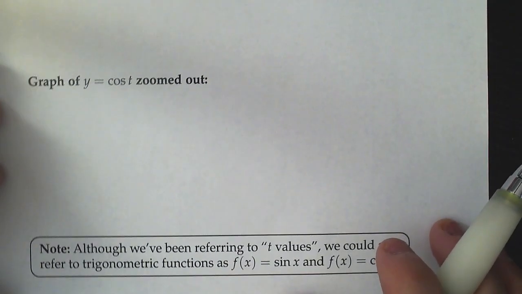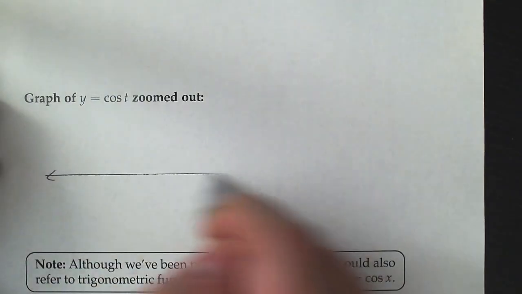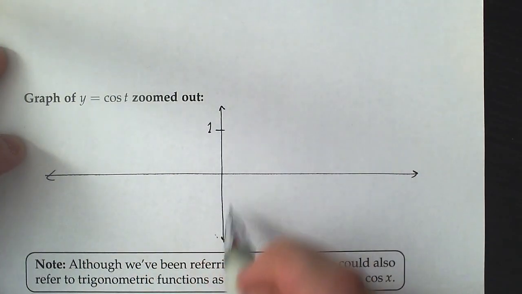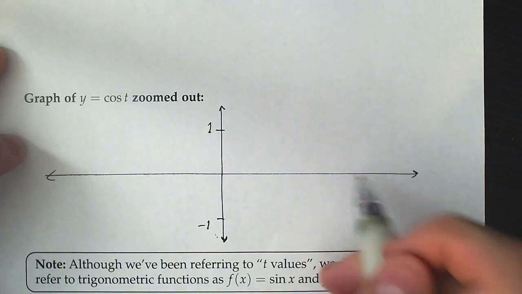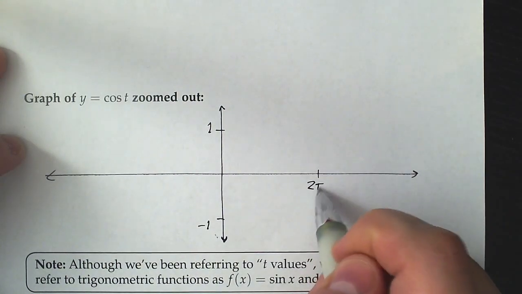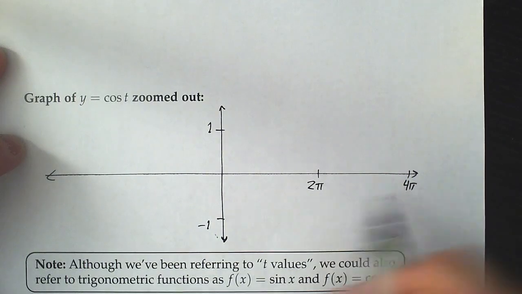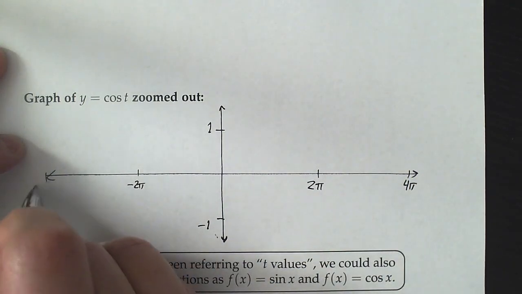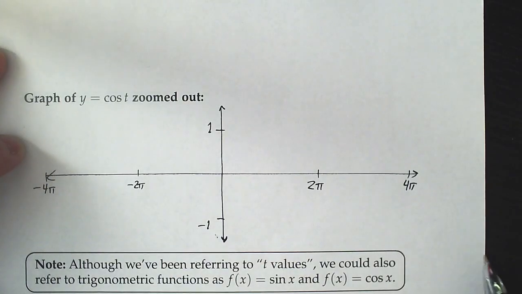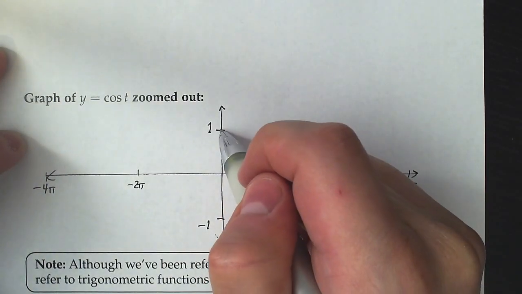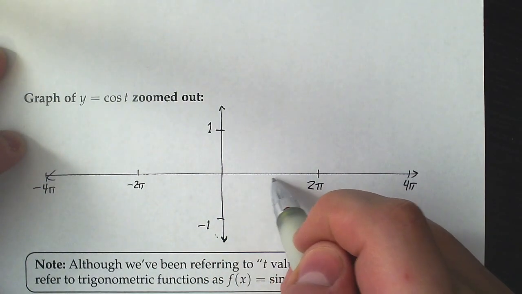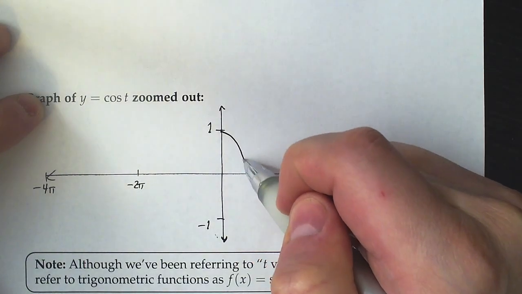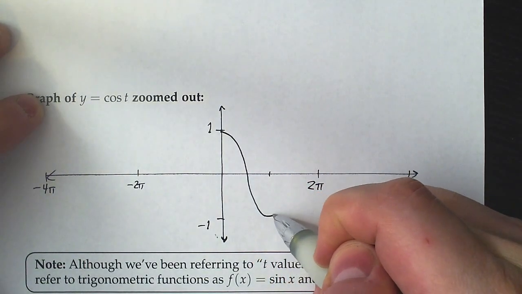All right, so the graph zoomed out. Again, the maximum height is 1, the minimum height is -1. Say that's 2 pi so that I can fit 4 pi over here to see more of it. So this one goes something like this.